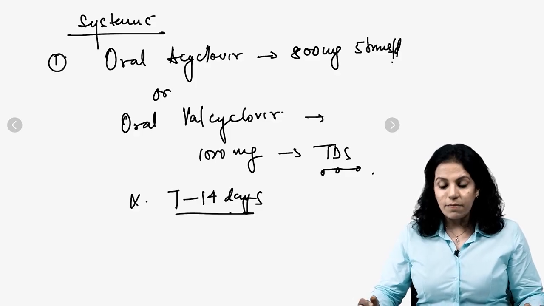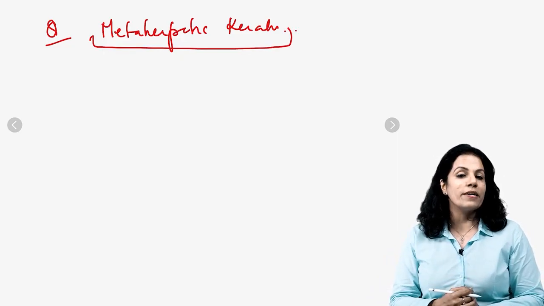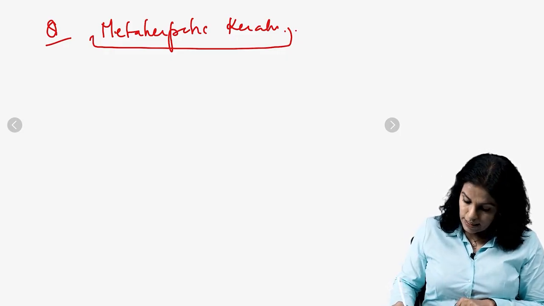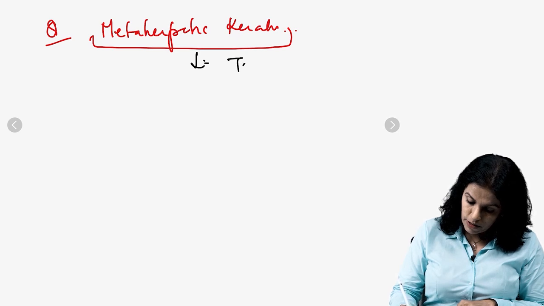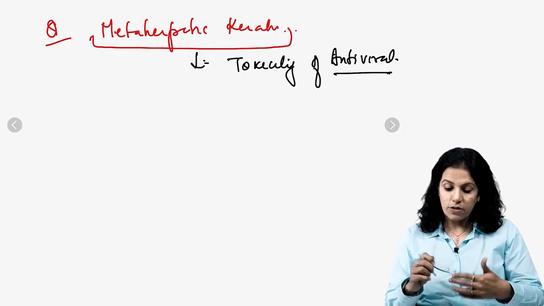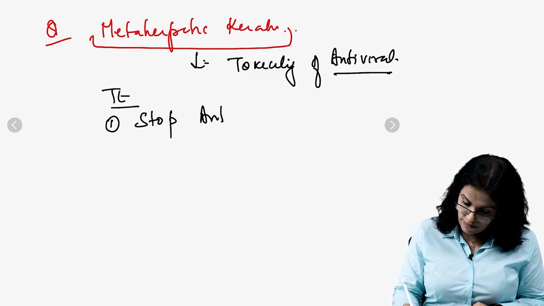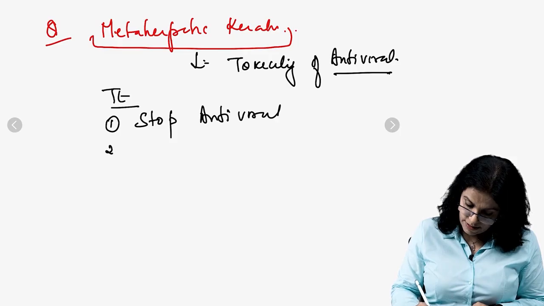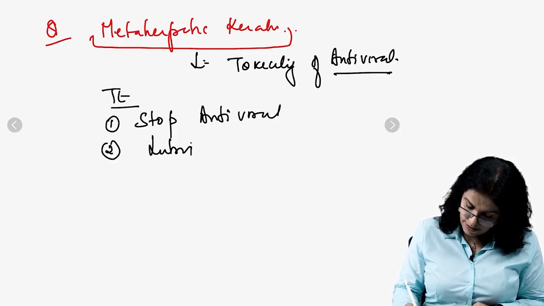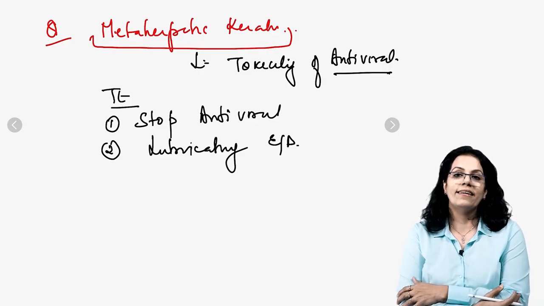If he continues for a month, what is happening is metaherpetic keratitis. Now, this is your exam question. What is metaherpetic? This time the ulcer is not healing due to toxicity of antiviral drugs. Got it? So how do you manage it? Common sense: stop antivirals and start lubricating eye drops. This will help to heal the epithelium.